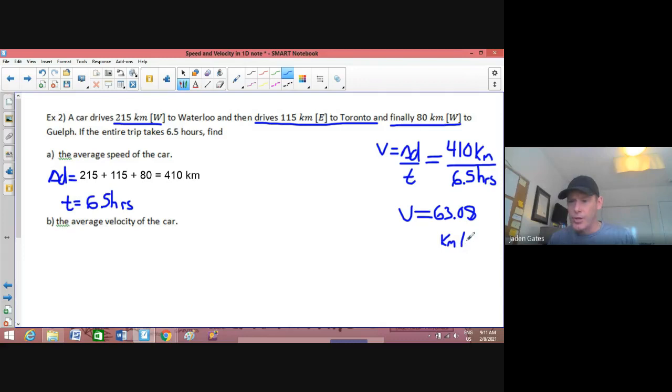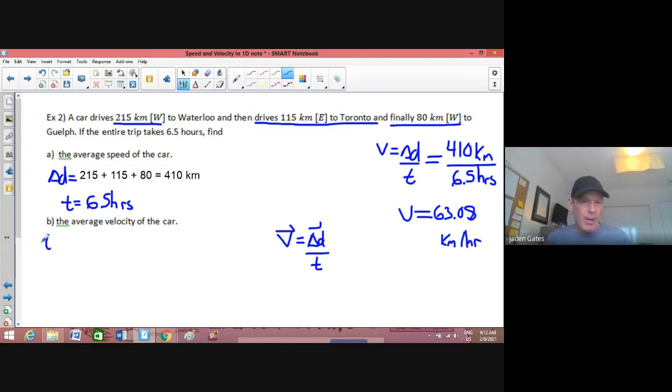So I'll put those units in. Units are important. All right, so there's my speed of the car. Now I get to velocity. With velocity, it's the same formula somewhat, except I have my arrows. So I have V equals delta D over T. Again, the difference here is the arrows, the vectors.